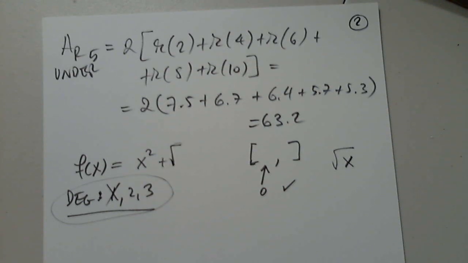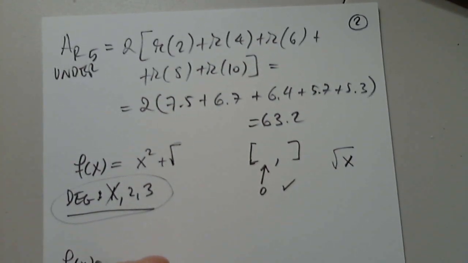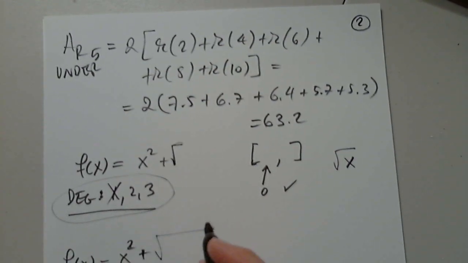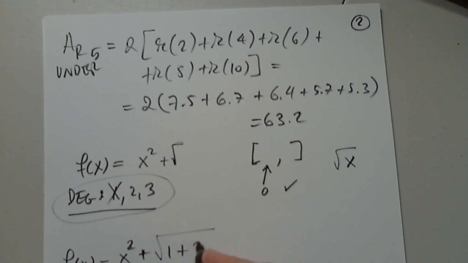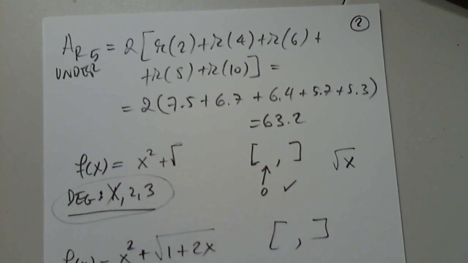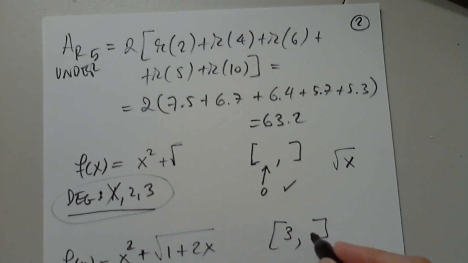It also has a domain. It says not a domain, it's an interval. They have to give us a closed interval. Yes, so let's write it. It's a very good one then. It was x squared plus the square root of 1 plus 2x. And the interval given to us was? x is greater than or equal to 3, less than or equal to 5. Perfect.